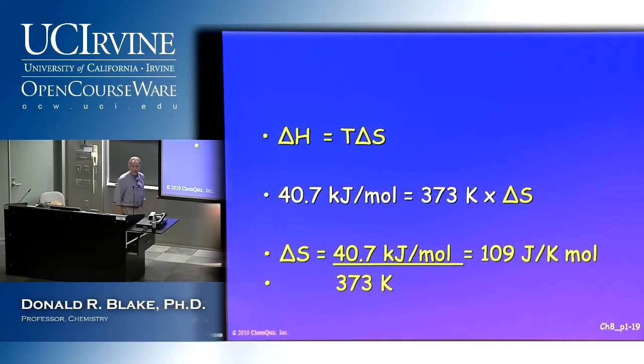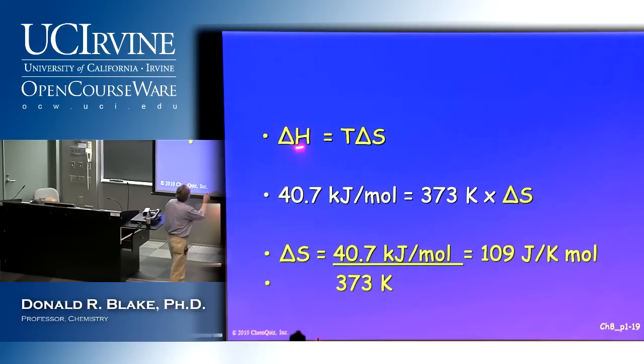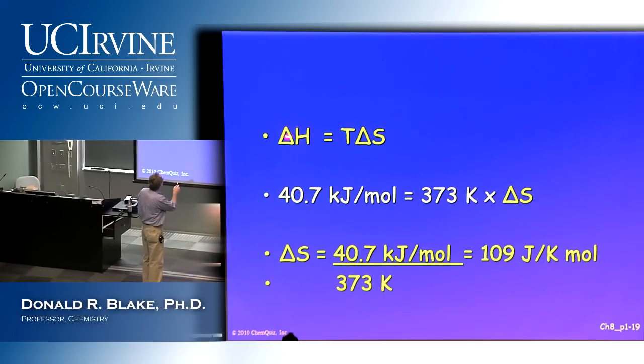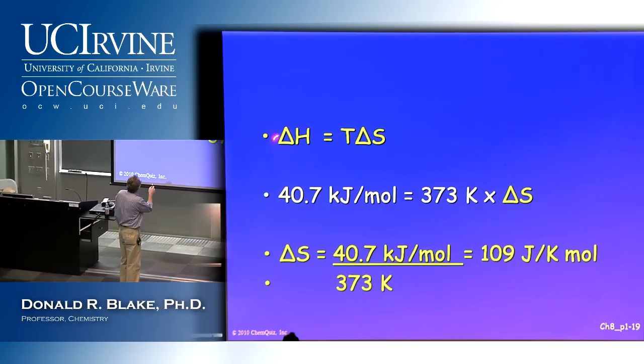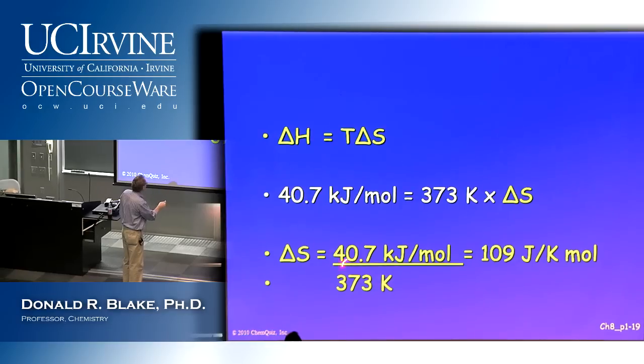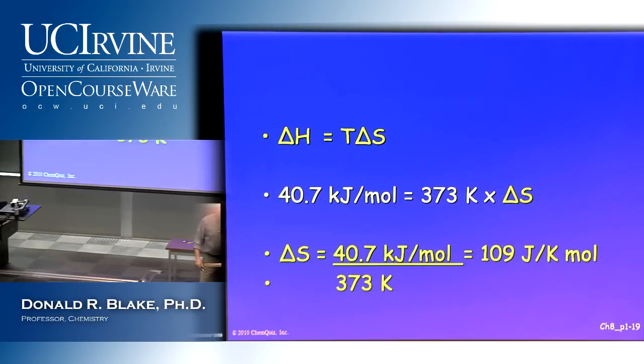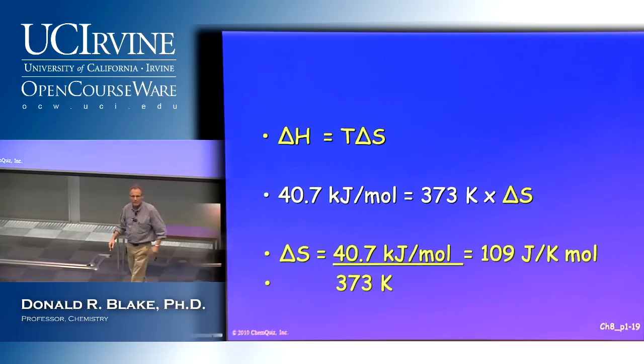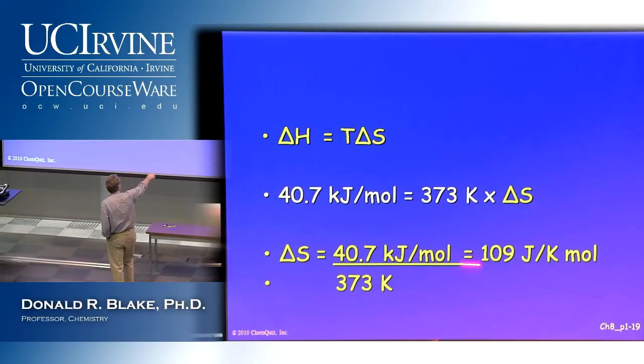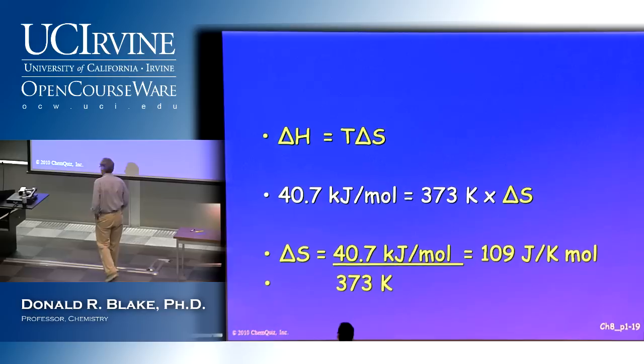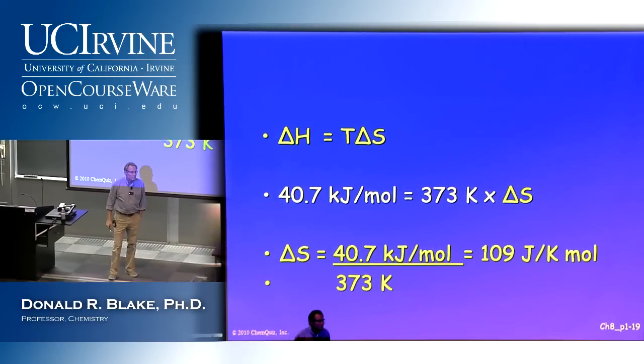How many got that? All you have to do is take the 40.7. You get delta S is equal to this over this. So delta H over T is this over T, 109 joules per degree per mole. That's what delta S is equal to. And if we're talking about moles, because that's the standard conditions, then delta S is equal to 109 joules per degree.